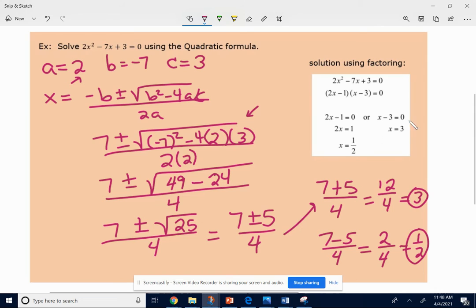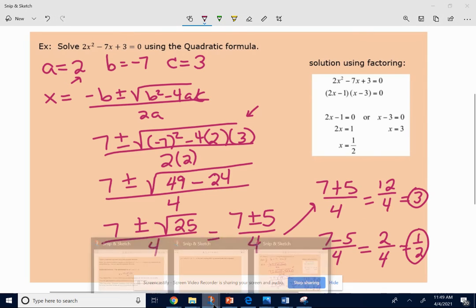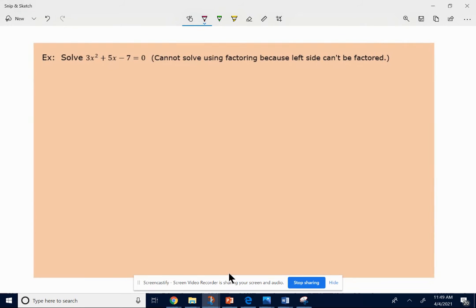Those are the two solutions you would have gotten if you had done this with factoring. Let me go over one more problem where you are not going to be able to solve it with factoring. Okay, last one. Solve 3x squared plus 5x minus 7 equals 0.